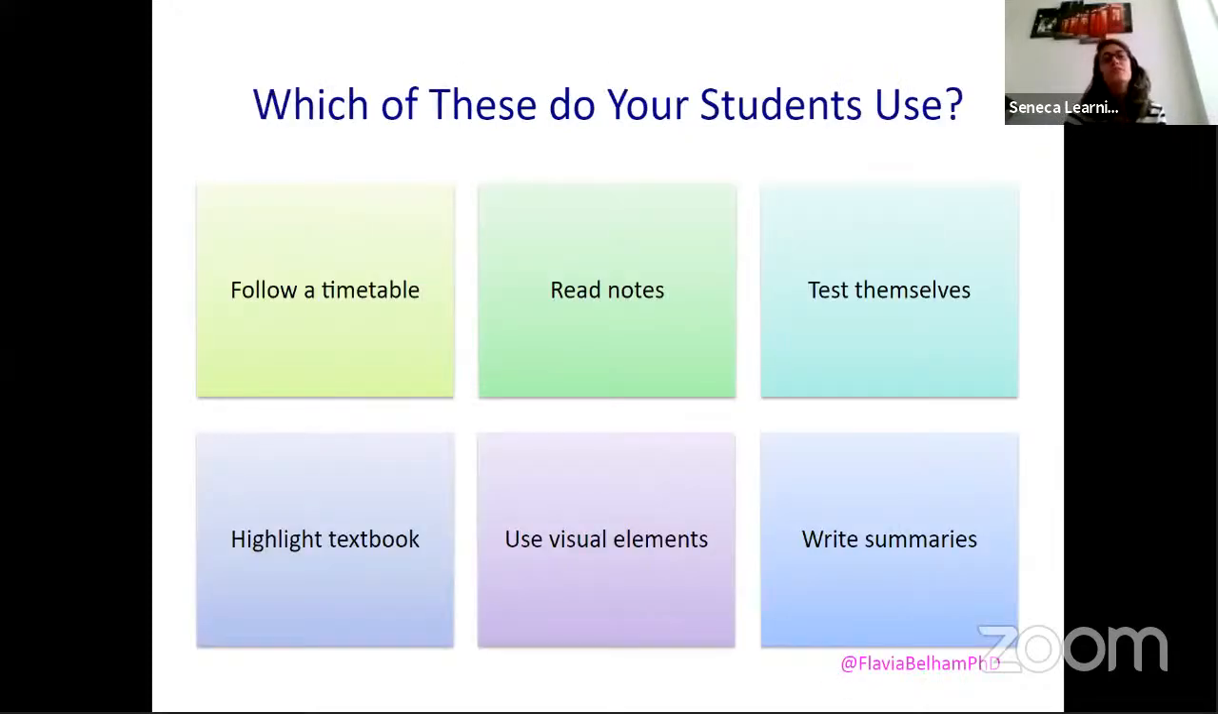Okay, so let's just get started. Which of those do your students use? Let me unmute some of you if you want, because we can try to make this more interactive. There are not too many of us here. So if you can tell me which of those your students usually use when they are preparing for an exam or a quiz or something. So which of those will be their number one technique?